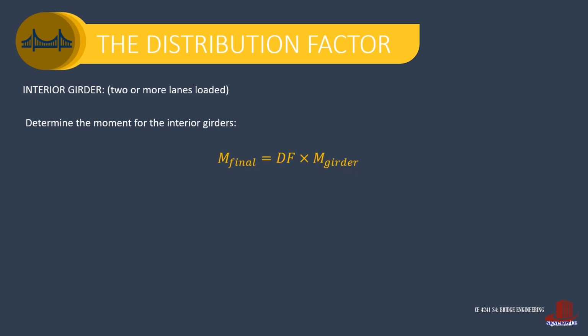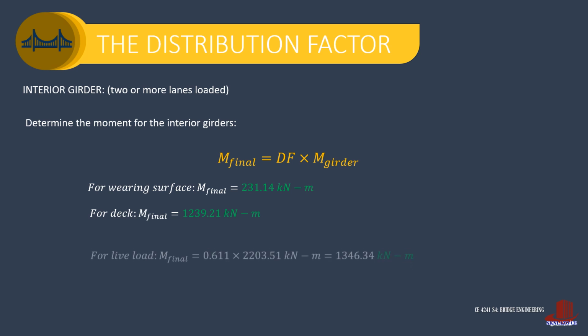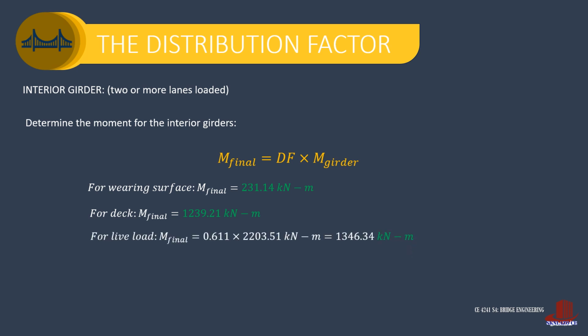Just to summarize, the final moment used for the design of interior girders is the solved raw moment multiplied by the distribution factor. Although the moment of the wearing surface is still the previously solved value of 231.14, and for DC, which is 1,239.21. The distribution factor is only used for live loads, so the moment due to live load is 61.1% of 2,203.51, which gives 1,346.34. This is for the interior girder.